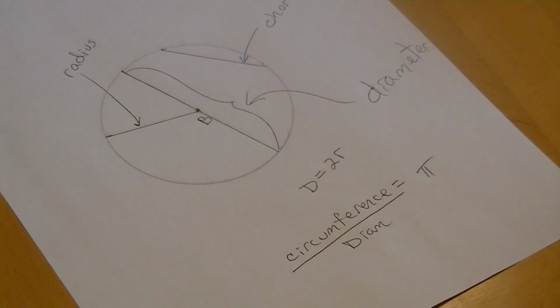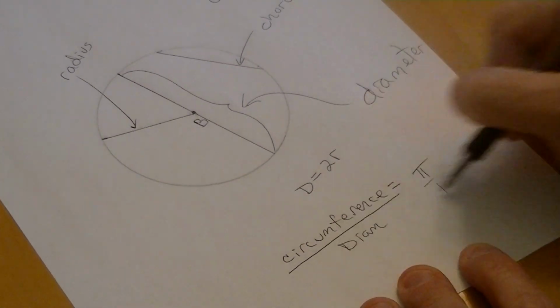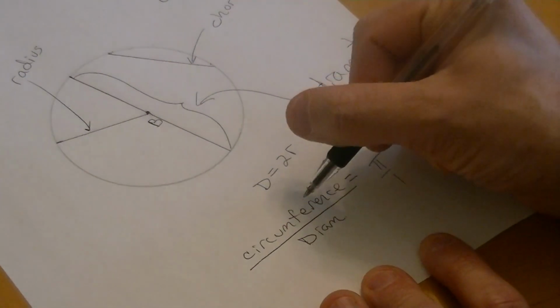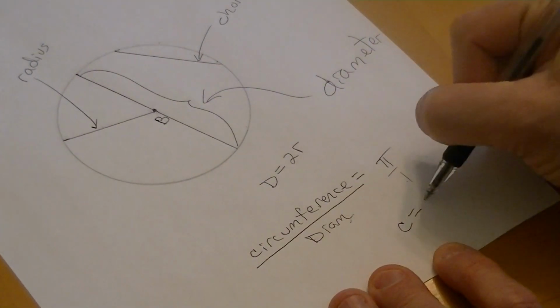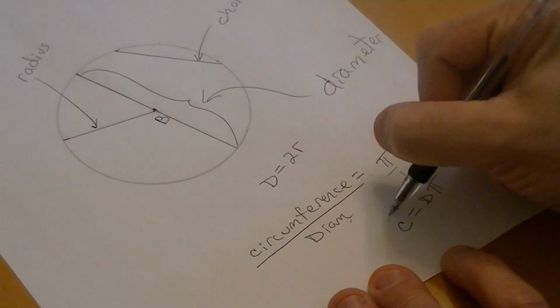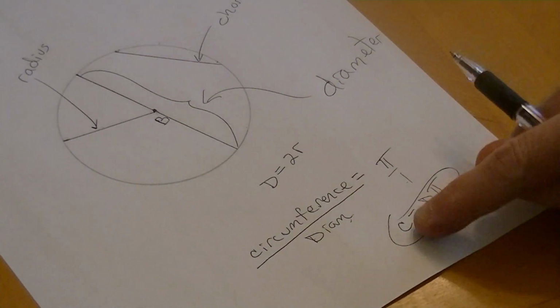So if we take this little equation and cross multiply, we get a formula for circumference. Circumference times 1 is circumference, and diameter times pi is diameter times pi. So that's a formula for how to find the length around a circle.